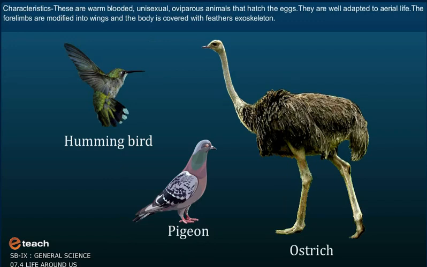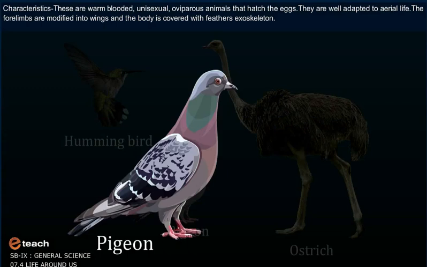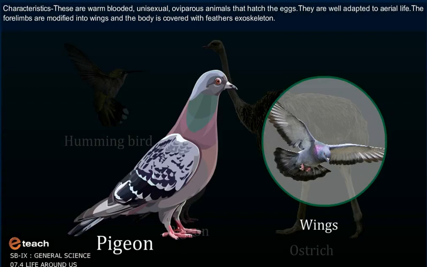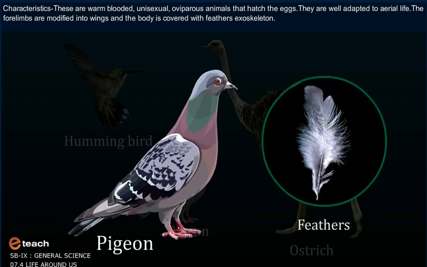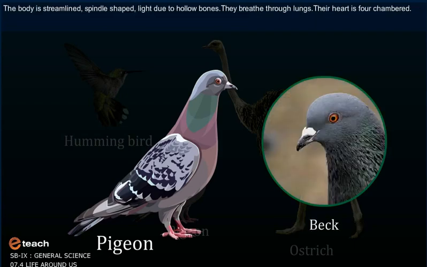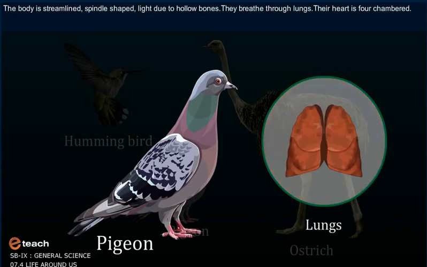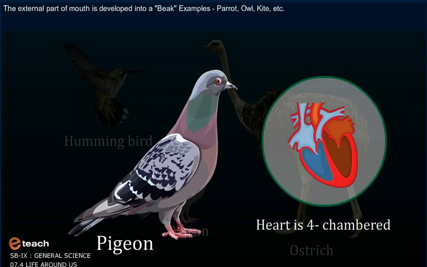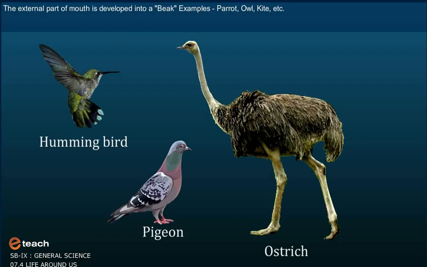Class Aves. Characteristics: these are warm-blooded, unisexual, oviparous animals that hatch the eggs. They are well adapted to aerial life. The forelimbs are modified into wings and the body is covered with feathers, the exoskeleton. The body is streamlined, spindle-shaped, light due to hollow bones. They breathe through lungs. Their heart is 4-chambered. The external part of the mouth is developed into a beak. For example, parrot, owl, kite, etc.